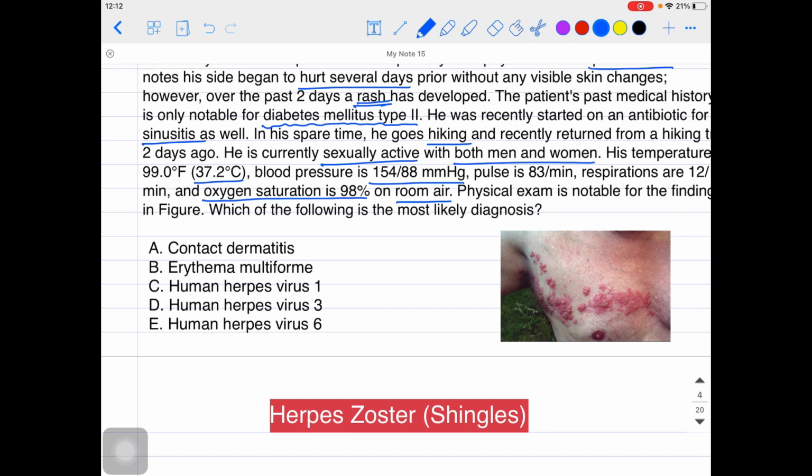Herpes zoster. But now they are asking about human herpes virus, where A and B are already ruled out. Human herpes virus 1, 3 or 6. I told you it is also called human herpes virus 3. So yes, that is the answer. So they can ask you in this form also. Human herpes virus 3 is nothing but herpes zoster. These are the shingles.